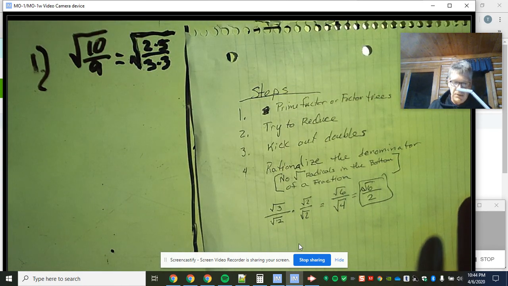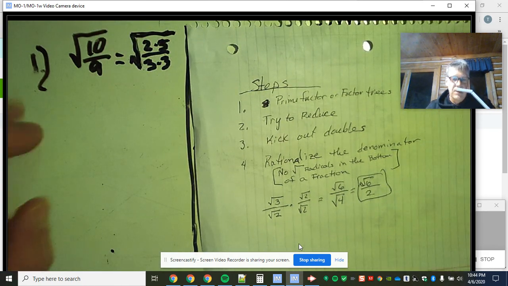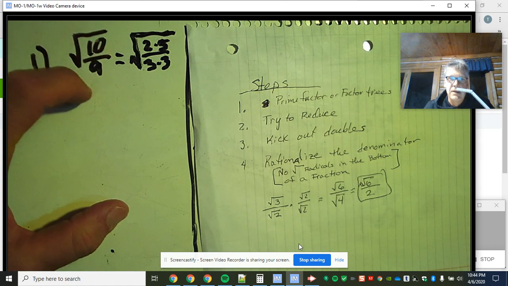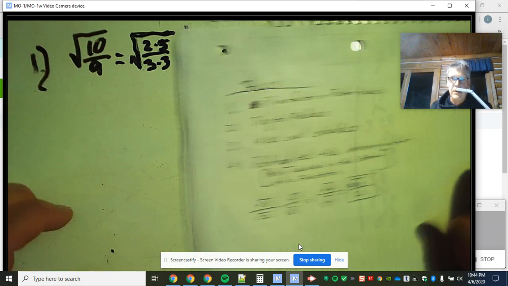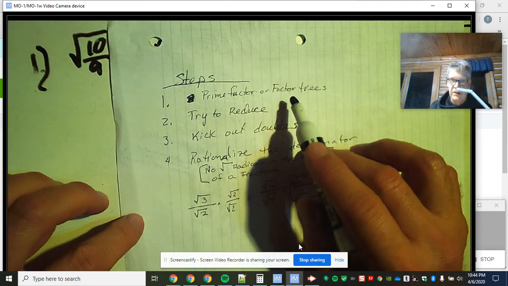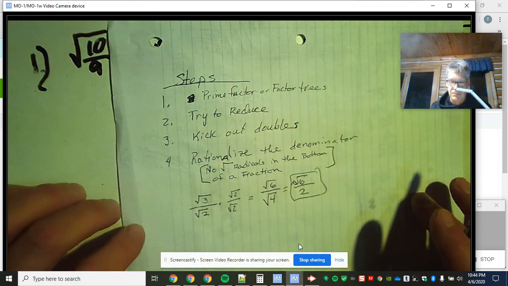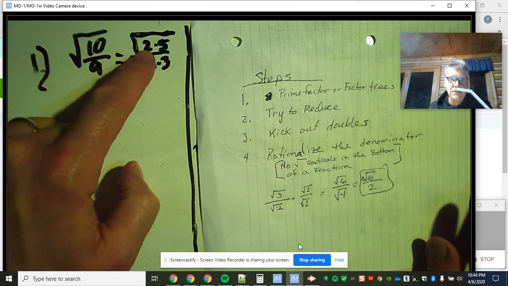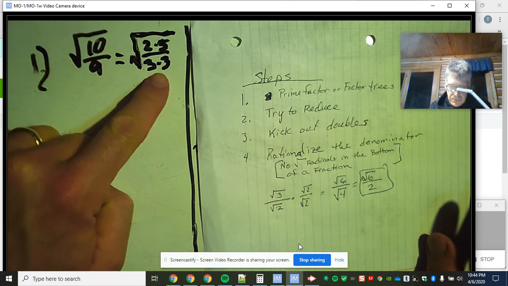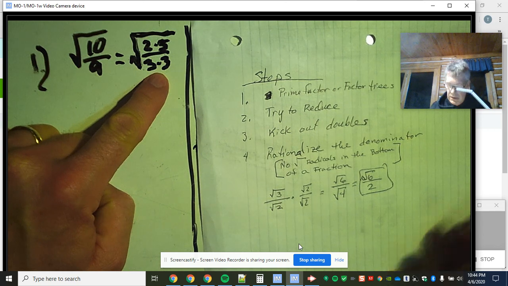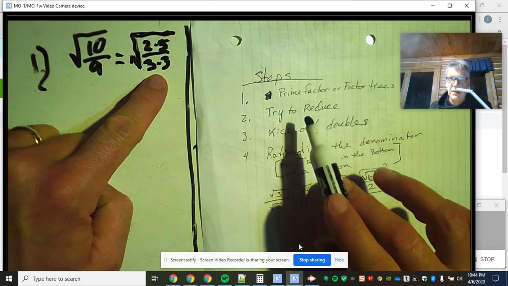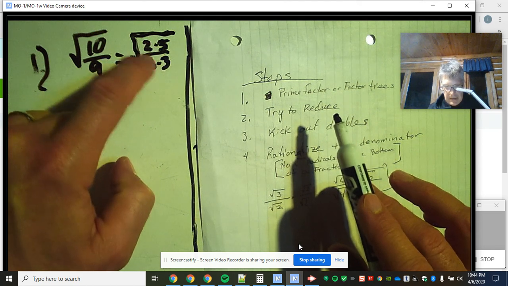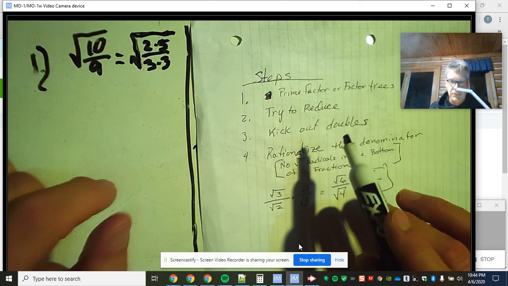The first problem is they want you to reduce the square root of 10/9. So step 1, you want to do the factor trees or the prime factorization. I already did that. So I broke 10 down into 2 times 5 and 9 into 3 times 3. The second thing we want to try is look to reduce. Can I reduce? No. 2 and a 5, 3, nope.